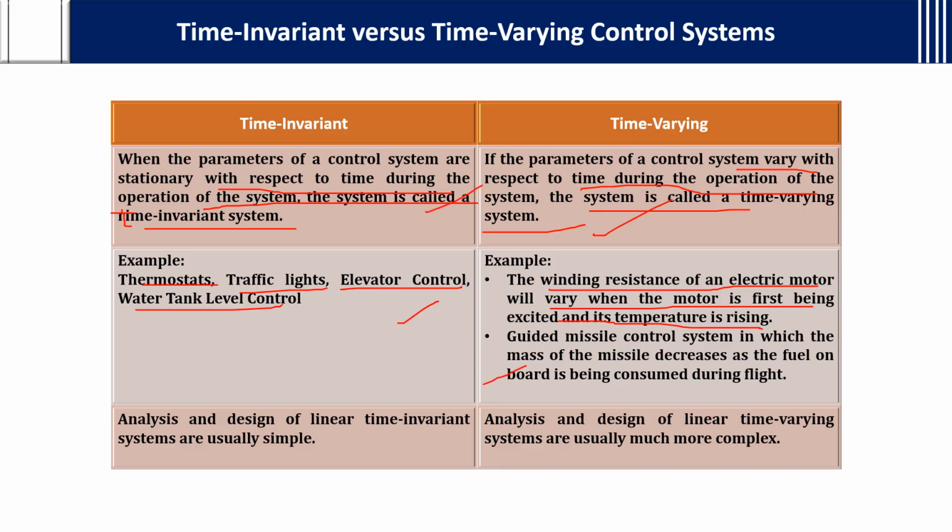Then, analysis and design of linear time invariant systems are usually simple. Analysis and design of linear time varying systems are usually more complex. As they are varying continuously, it is much more complex. If something is continuously changing based on the time, it is much more complex to design and analyze. But if it is stationary, a time invariant system, then analysis and design is simple. Understanding?